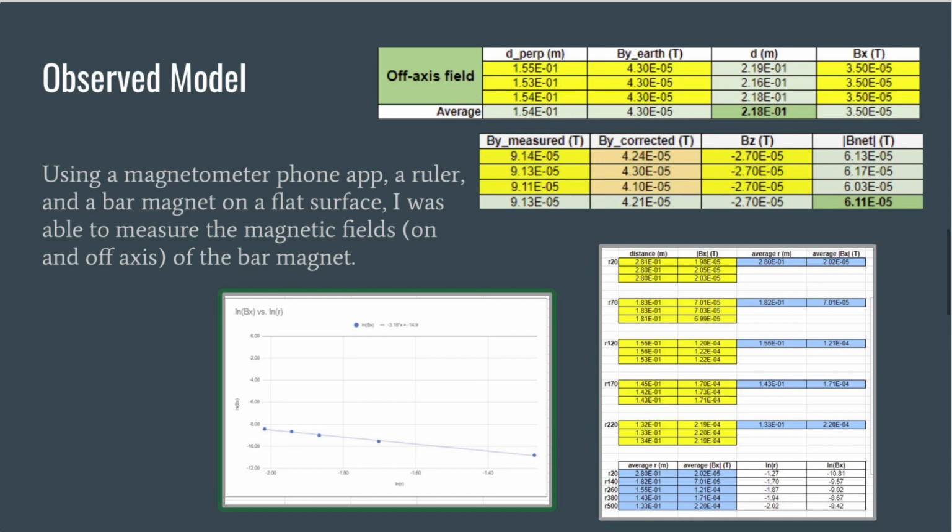So on the right side of the slide is all the data I got from the magnetometer app about distance and magnetic field strength. And then the graph in the middle of the slide shows how there's an inverse relationship between the distance and strength because it moves in the negative direction.